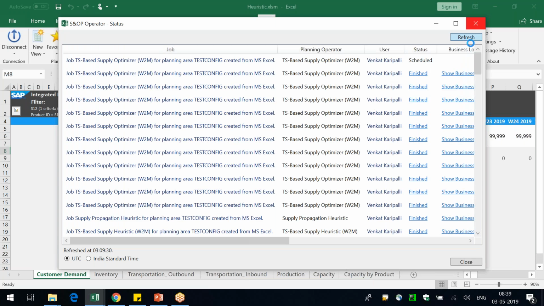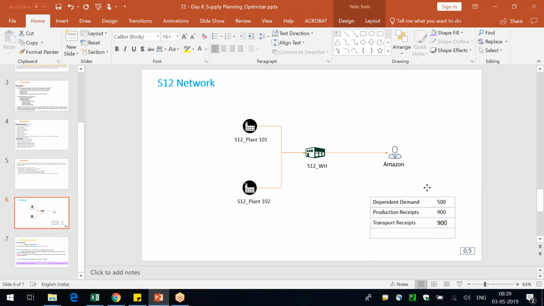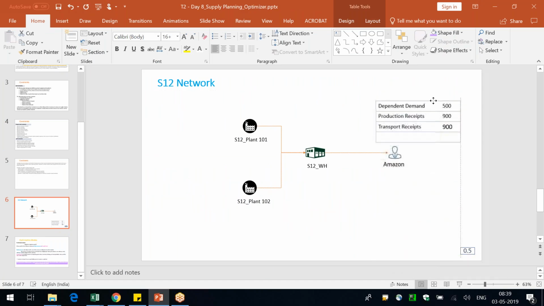Venkat, quick question. Do we have a lead time also? Like, we set it up for a lead time in the beginning of time. So what happens in the lead time case for the optimizer? Yeah, the optimizer respects it. Lead times are a master data element.